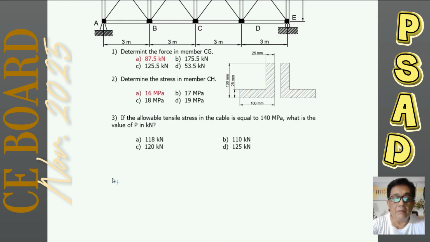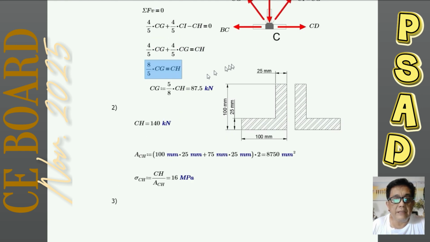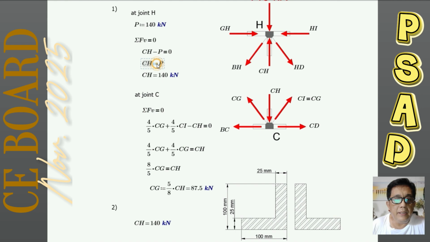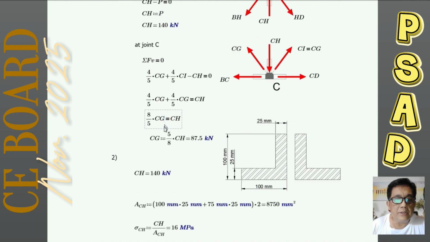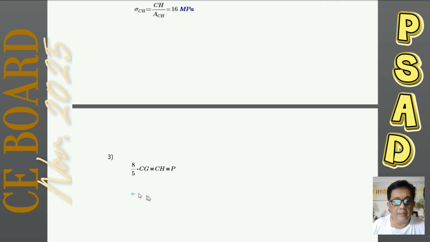Number 3, if the allowable tensile stress in the cable is equal to 140 megapascal, what is the value of P in kilonewtons? For number 3, I think we can use this equation here. That is from summation of forces vertical at joint C. That's 8/5 of CG equals CH because we know that CH is equal to P. Okay, so let's use this equation. Let's copy that. Put it here. And then we know that CH is equal to P. That means P is equal to 8/5 of CG.